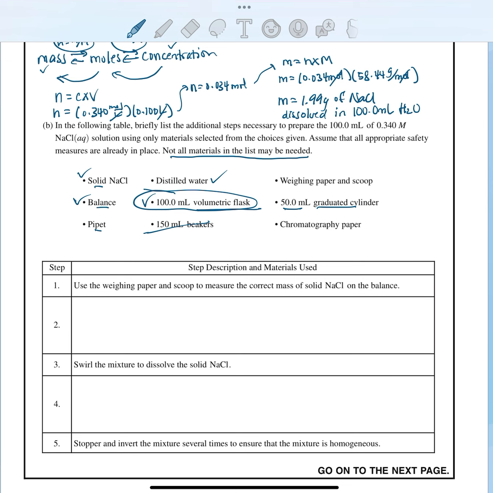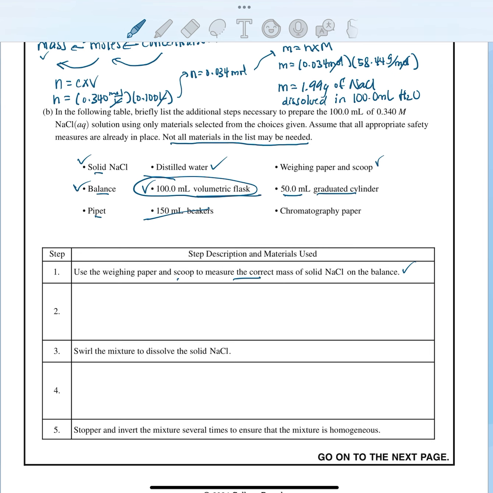A weighing paper and scoop, yes, we definitely need that because we need to weigh out the salt and then scoop it out as well. So step 1, using the weighing paper and scoop, okay, perfect. Measure the correct mass of sodium chloride on a balance, great. After you have that, we need to mix the sodium chloride with water, and we're going to mix it in this volumetric flask here, okay?